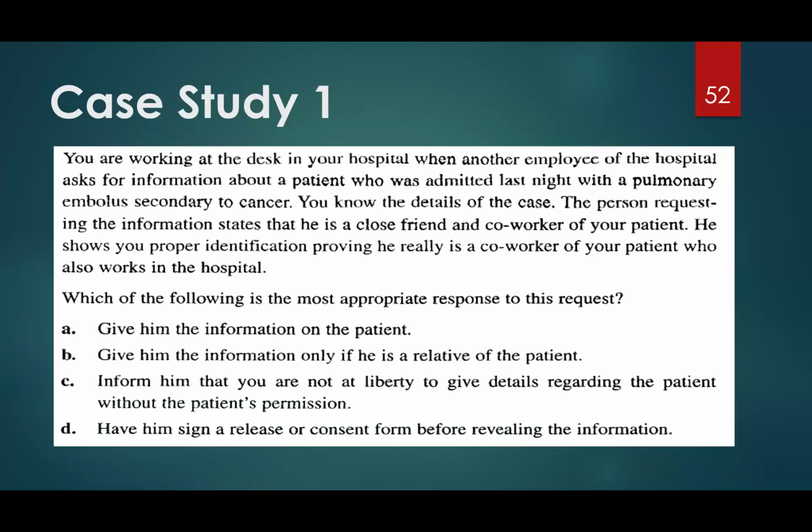Give him the information on the patient. Give him the information only if he is a relative of the patient. Inform him that you are not at liberty to give details regarding the patient without the patient's permission. Have him sign a release or consent form before revealing the information. What is the best choice in this case? If you know the choice, please write it in the chat box.